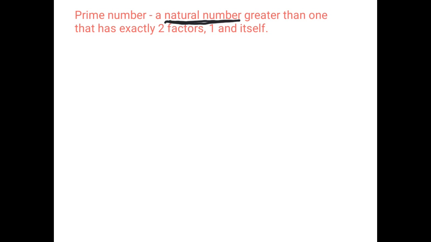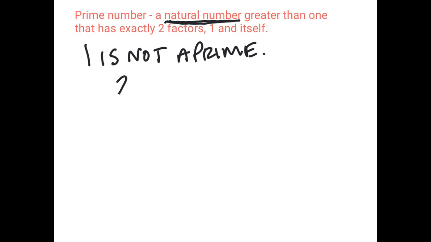So we need to find whole numbers that are greater than 1. By this definition, 1 is not a prime number because it has to be a number that's greater than 1. So let's start with 2. Is 2 a prime number? Well, it has to have exactly 2 factors, 1 and itself. So let's make a t-chart to see.